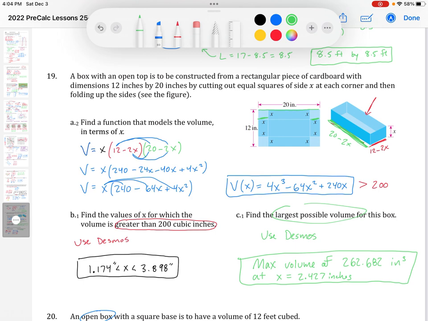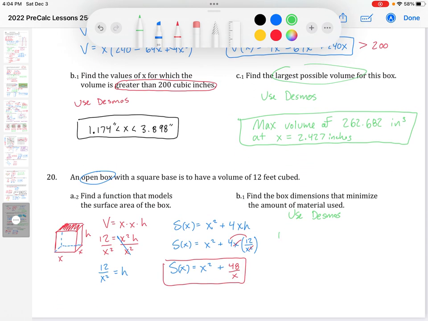So that point tells us that local min that we found, which was 2.884 comma 24.961, that was the lowest surface area at that x value. So we found our x, but we also want to find our height, which we can go back over here and plug in 12 divided by 2.884 squared. And that would give you a height of about 1.44.